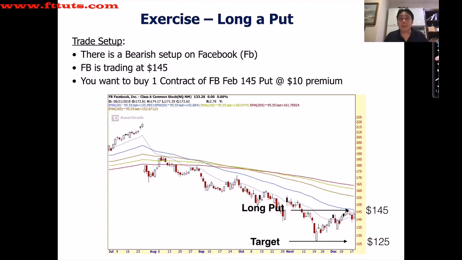So now it's your turn. Let me give you an example, and I want you to calculate the break even, the max loss, and so on and so forth. So let's take a look at Facebook. Facebook is on a clear downtrend. Moving averages are sloping down.